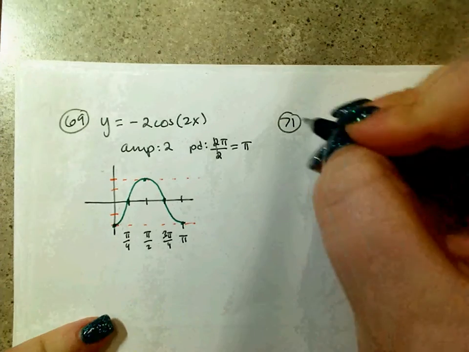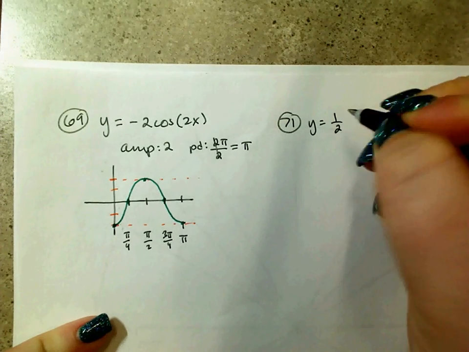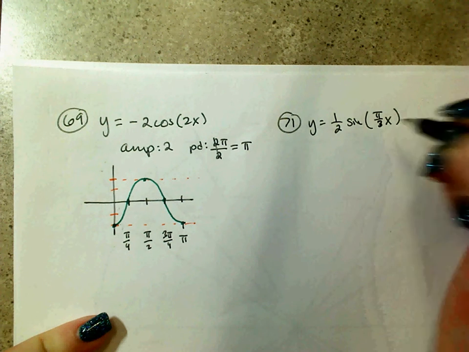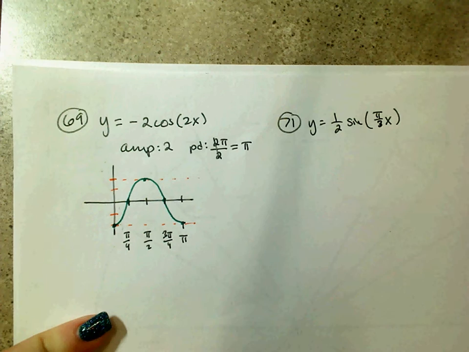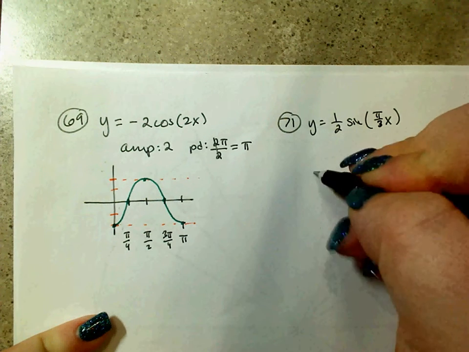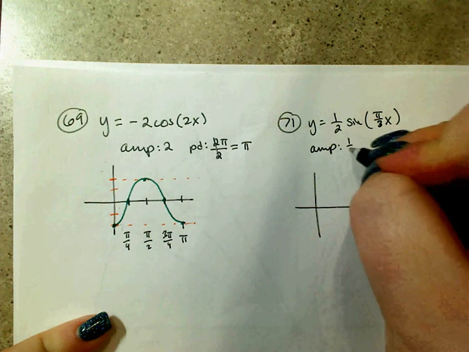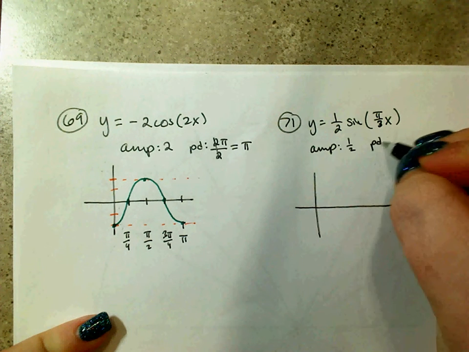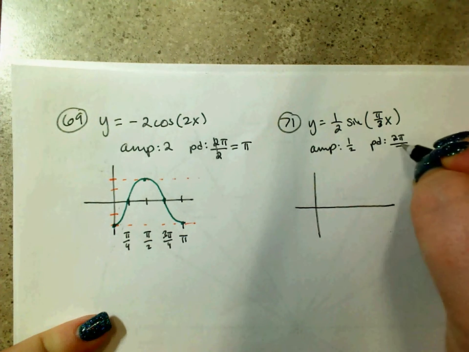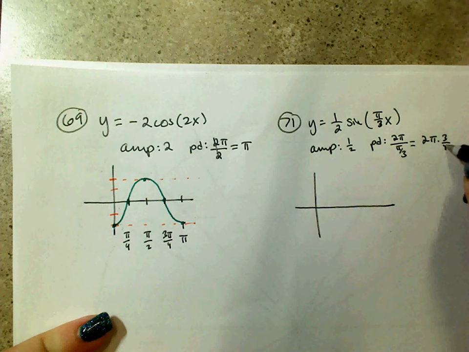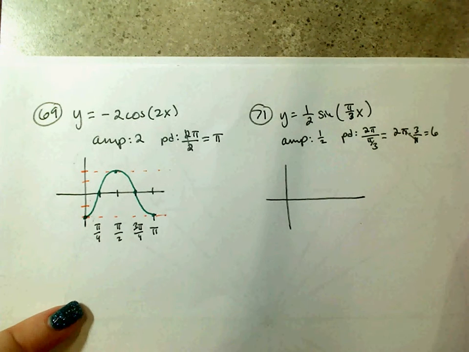is y equals 1/2 sine of pi over 3x. So that is a sine wave with an amplitude of 1/2 and a period of 2 pi divided by pi over 3, which is 2 pi times 3 over pi, which is just a period of 6. Okay, so that can be a whole number period. It doesn't have to have anything to do with pi.